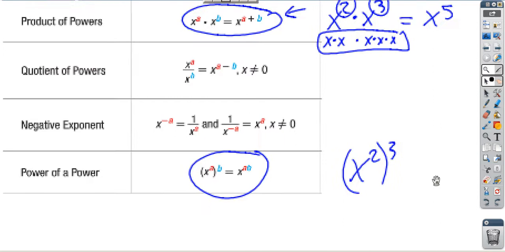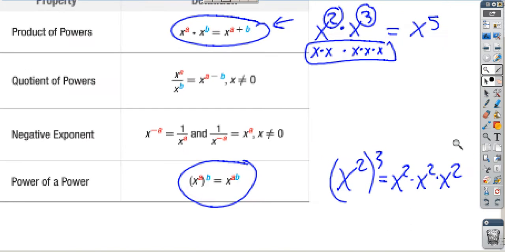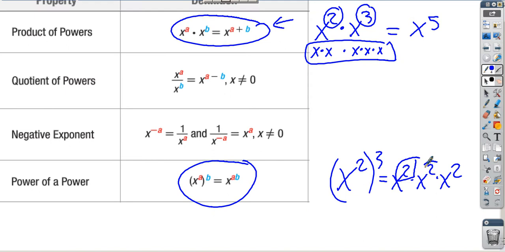Down here, on the other hand, x squared, the whole thing to the third, that's the same as x squared times x squared times x squared. And now we're back at the problem like what we just did. We're supposed to take these 2 and 2 and 2 and add them together. 2 plus 2 plus 2 equals 6. How did you get 6 using these numbers? You multiplied them. So the first one says when you're doing x to the something times x to the something, you add them. Down here, when you're taking x squared and you're raising that to a power, you multiply them.